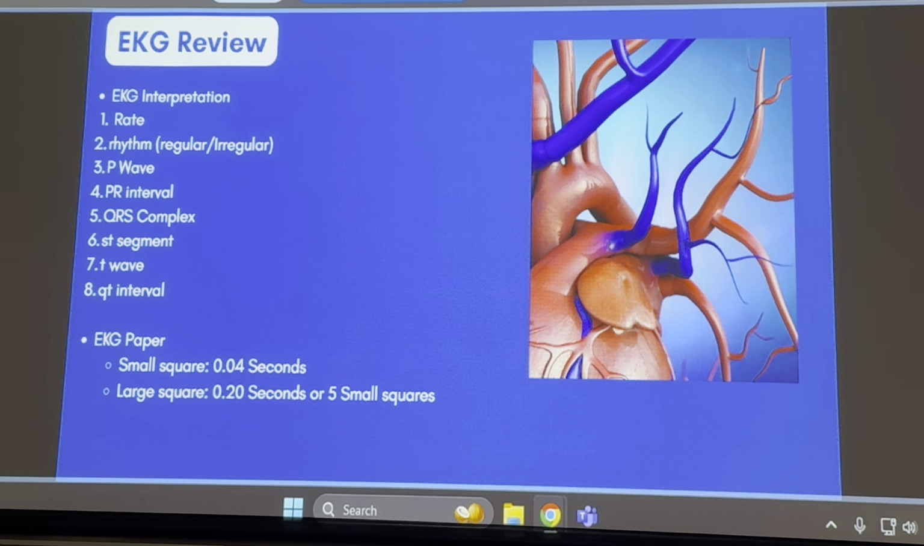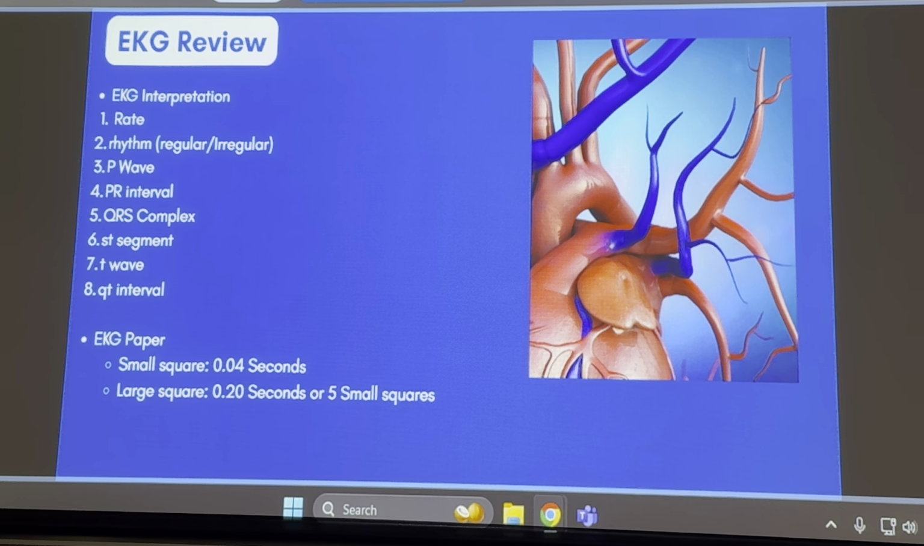Big things to note here, I would probably know this for sure, that EKG paper. Small squares are 0.04. Big squares, 0.2, or 5 of those smaller squares. So when I'm counting and I say, oh, the PR interval is 5 small squares, I know that's 0.2. That's my PR interval. That's how I measure that. So we should be able to know how long that is, not just small boxes or big boxes. What's the actual seconds involved with that? Okay.